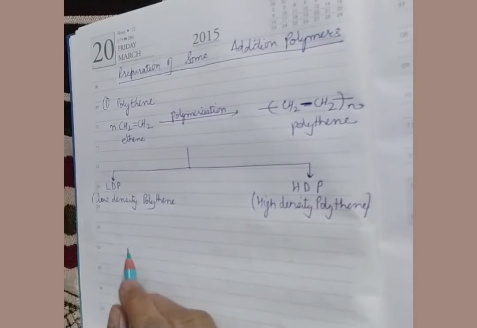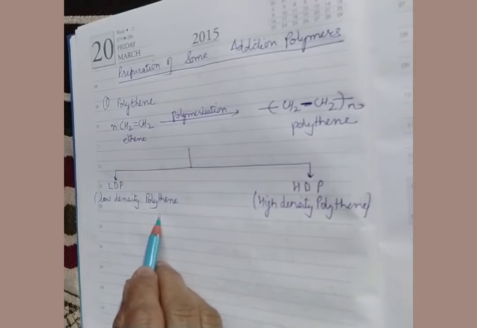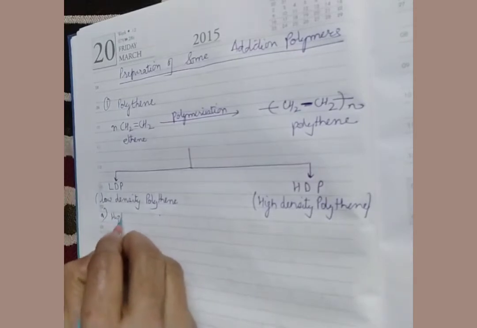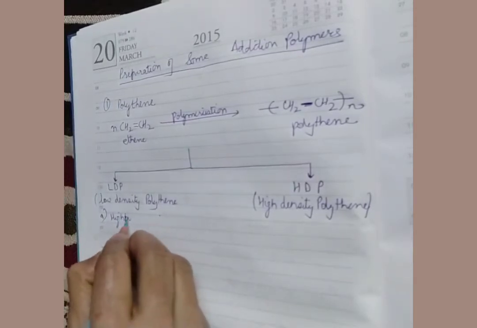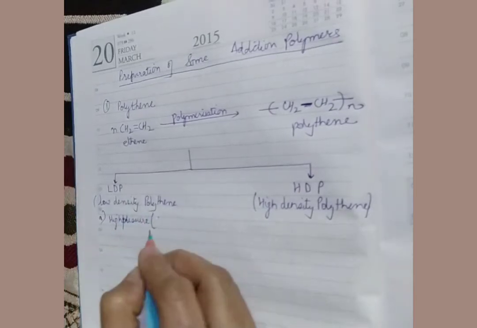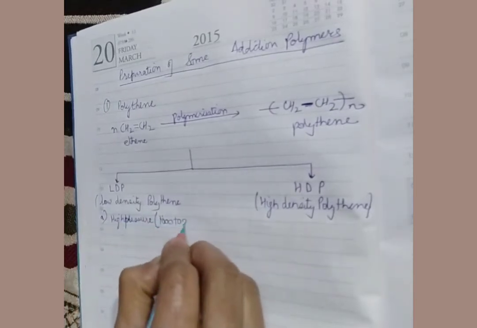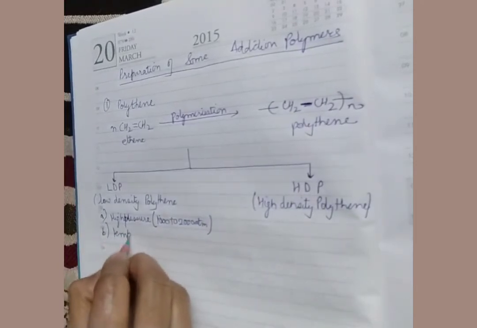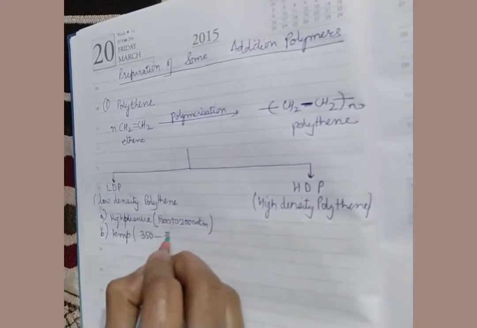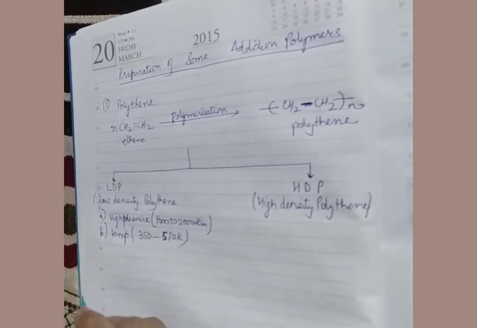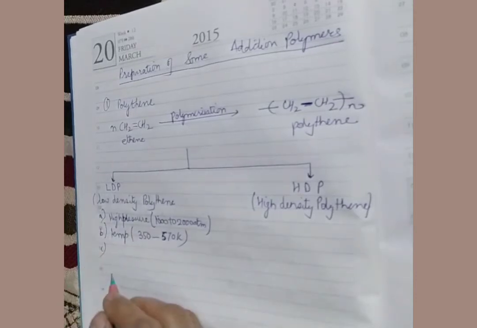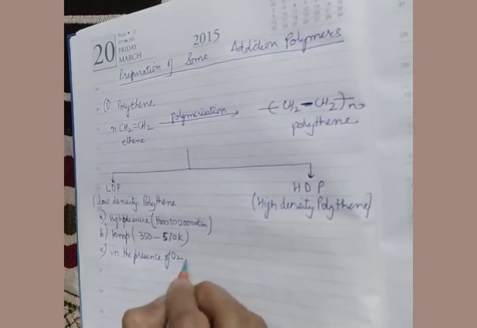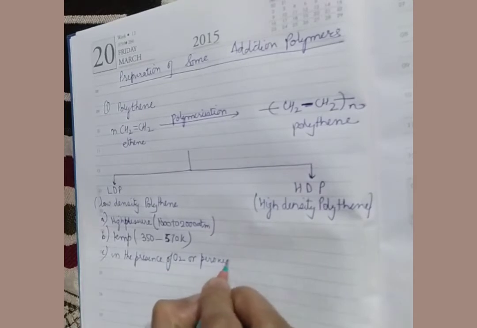So first, for the low density polythene, what are the conditions which are being used is, first, the high pressure is being required. That is around 1000 to 2000 atm. Temperature is around 350 to 570 Kelvin. The catalyst which we are using is the presence of O2 or peroxide initiator.